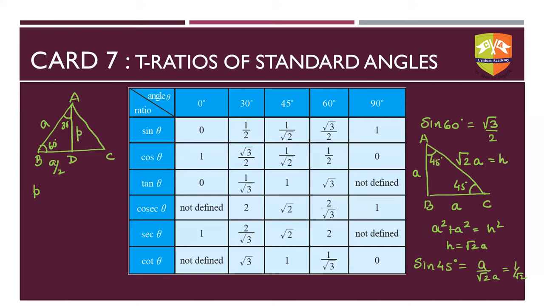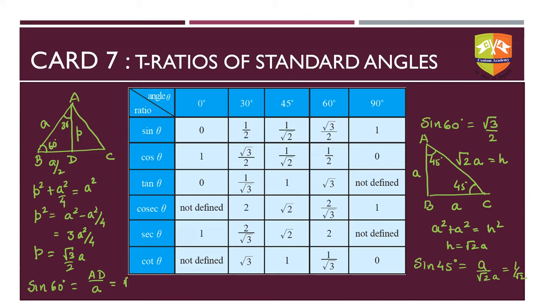Let us say the perpendicular is P. So P square plus A square by 4 is equal to A square, Uncle Pythagoras in action. So P square is A square minus A square upon 4, which is thrice A square upon 4. So the perpendicular P is root 3 upon 2 A. Now you have to find sine 60. From this figure, sine 60 is AD upon A, and AD is P, which is root 3 by 2 A. So A upon A, hence root 3 by 2.